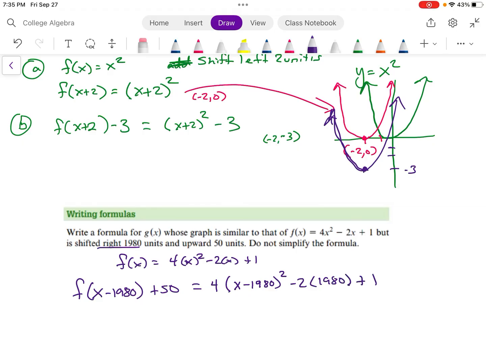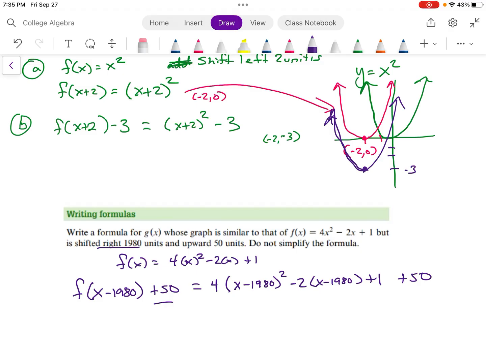And then I copy down the original problem, put it wherever I see an x, sorry, my bad. I realized my brain was disengaged there. It should be an x minus 1980. X minus 1980. And then plus 1. And then now we have the entire function with the x minus 1980 put in for every x. And then we now have to finish up with a plus 50 at the end.